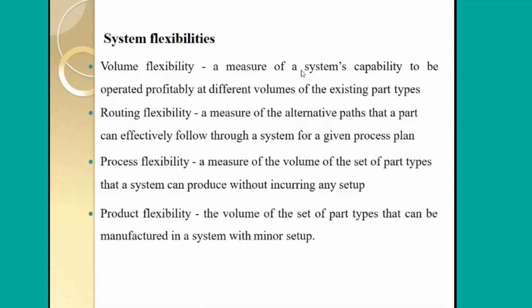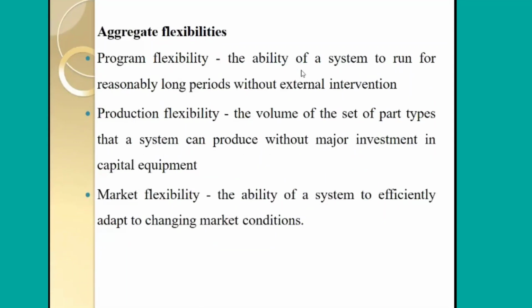And process flexibility: here it is the volume of the set of part types that can be produced without any incurring of setup time. And product flexibility: the ability to change over to a new set of products economically and quickly to changing market requirements. These factors are also influenced by some other factors, called machine flexibility, offline part programming, readiness of the workers, the manual worker, and also the amount invested in capital equipment.